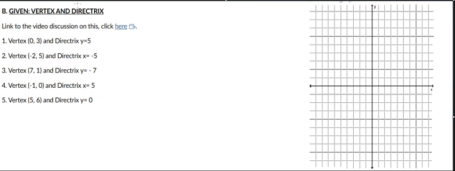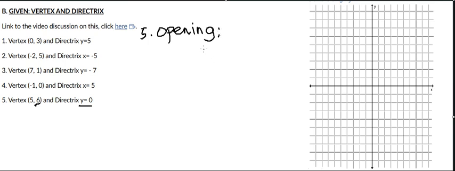Moving on to number 5. Number 5, we have vertex at 5, 6 and directrix at y equal to 0. So we know for a fact our directrix is at y, so we are going to base our comparison on the y value of the vertex as well. Looking at that, our vertex is located above the directrix. So most likely our opening is upward. Let's try to plot that one.